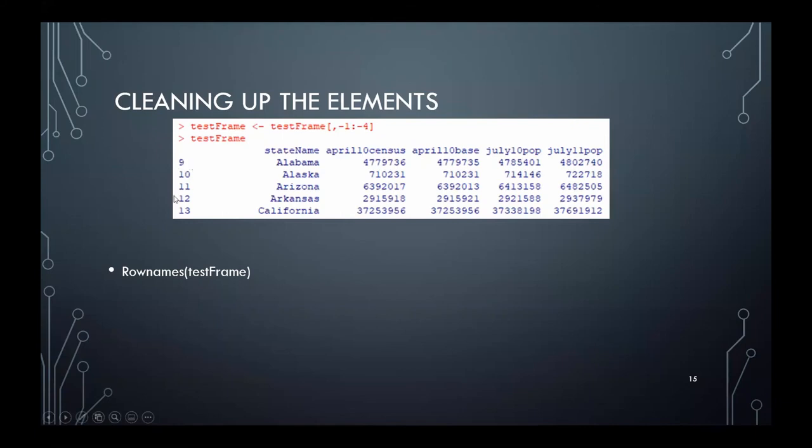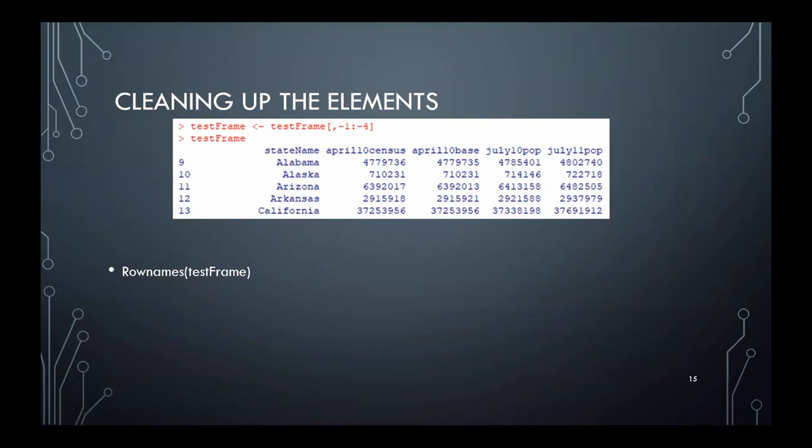Look, our indices start out for our row indicators with 9, okay? That's not going to be any good. We want to clean it up and make sure that it starts with a number 1 like it should. So we can do row names, just like there's column names for columns, and we can set it on test frame. If we use the assignment operator and set it all to null, it will reset.